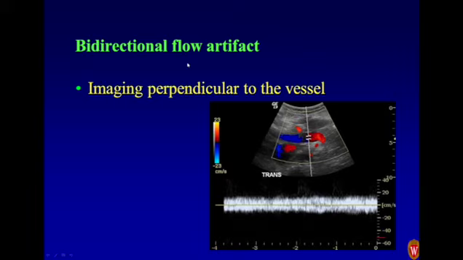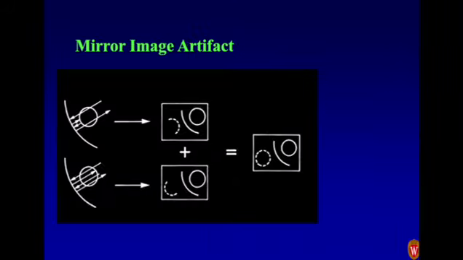All right, bidirectional flow artifact. It happens when you image perpendicular to the vessel. So if you're just perpendicular to the vessel, you may get flow showing up on both sides. And I'll tell you, with these new ultrasound systems, that's hard to do. You really have to work at it, because just a degree off from perpendicular, and these systems will accurately paint the direction of flow.